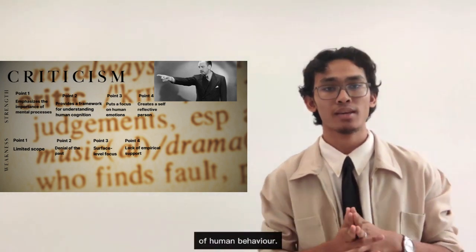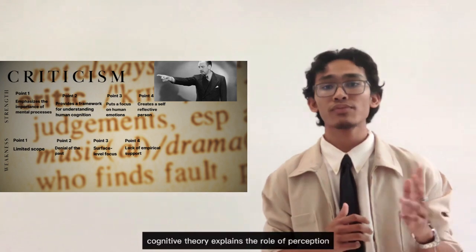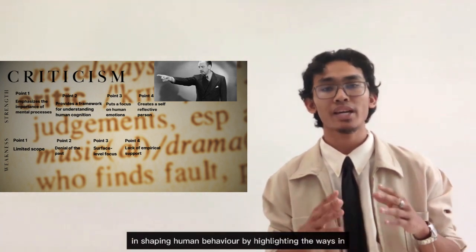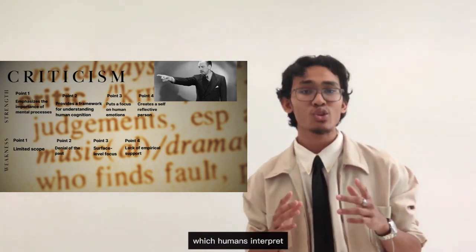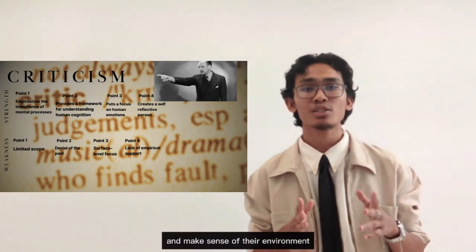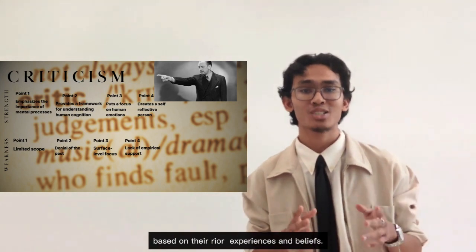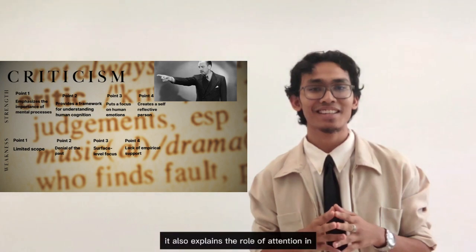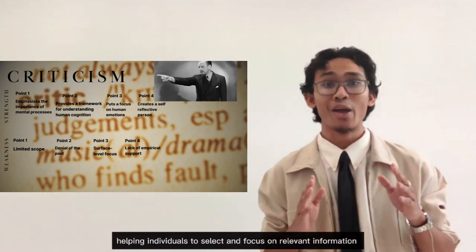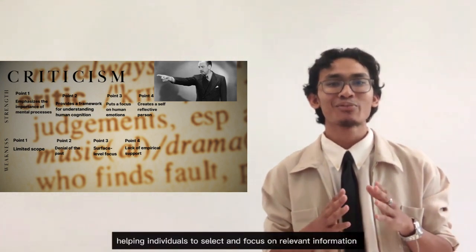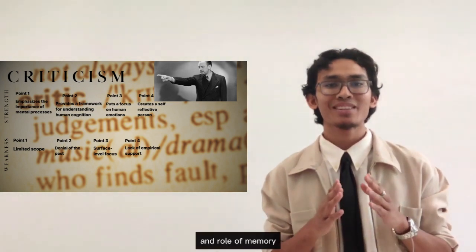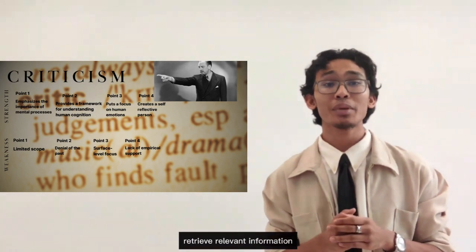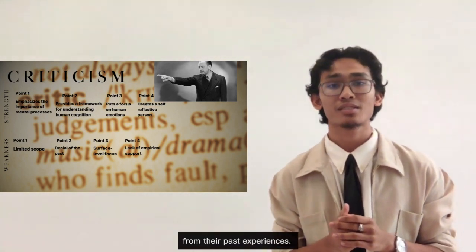shaping human behavior. For example, cognitive theory explains the role of perception in shaping human behavior by highlighting the ways in which humans interpret and make sense of their environment based on their prior experiences and beliefs. It also explains the role of attention in helping individuals to select and focus on relevant information from their environment, and the role of memory in helping individuals to store and retrieve relevant information from their past experiences.